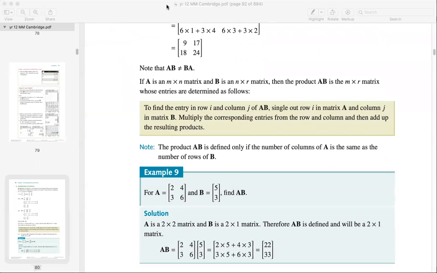Okay. And for this one, A is a 2 times 2 matrix, B is a 2 times 1 matrix. So once you multiply this together, we will get a 2 times 1 matrix. So again, use 2 and 4, the first row, to multiply with the column to get this one. So 2 times 5 plus 4 times 3, and we use the second row times the column again. So it will be 3 times 5 plus 6 times 3. Okay, this will give us the answer.